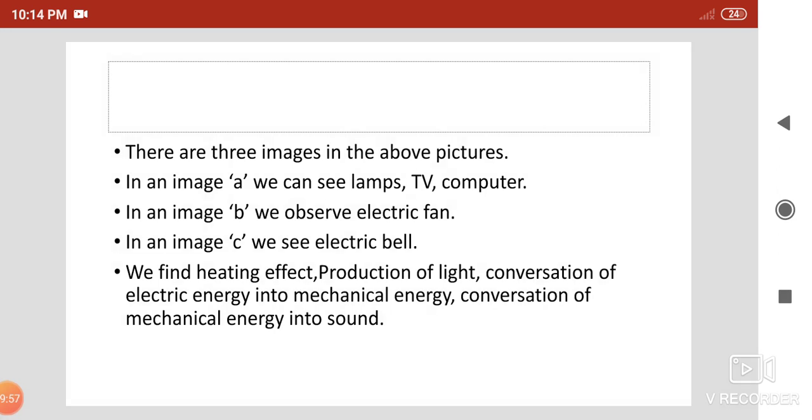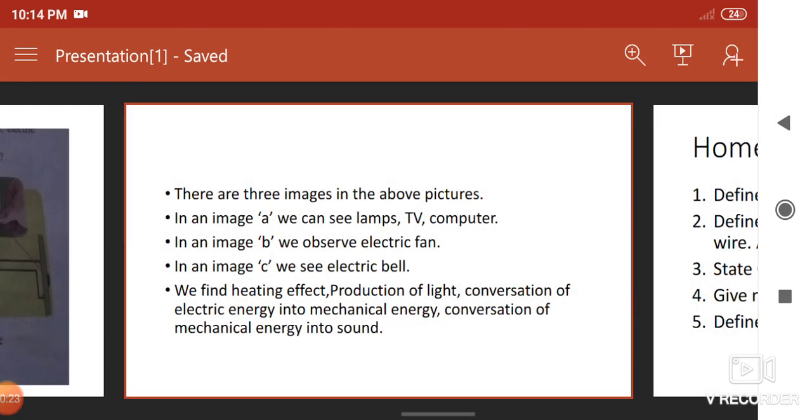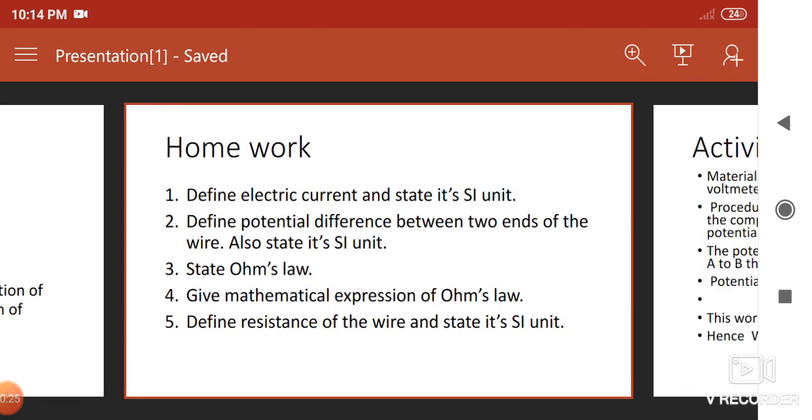If you come to image B, there we can see the blades of the fan rotating. It means the electric energy is converted into mechanical energy. In the third image, we have seen an electric bell. Here electricity is converted into mechanical energy, and again this mechanical energy is converted into sound energy.